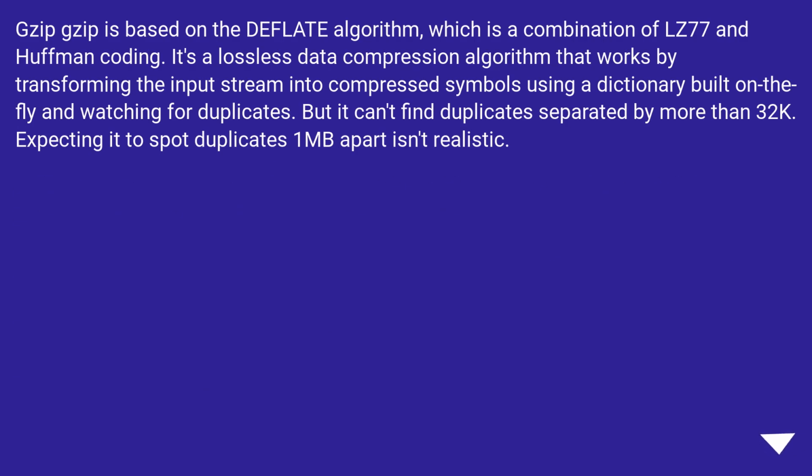Gzip is based on the deflate algorithm, which is a combination of LZ77 and Huffman coding. It's a lossless data compression algorithm that works by transforming the input stream into compressed symbols using a dictionary built on the fly and watching for duplicates. But it can't find duplicates separated by more than 32K. Expecting it to spot duplicates 1 MB apart isn't realistic.